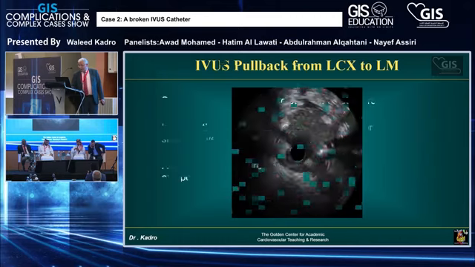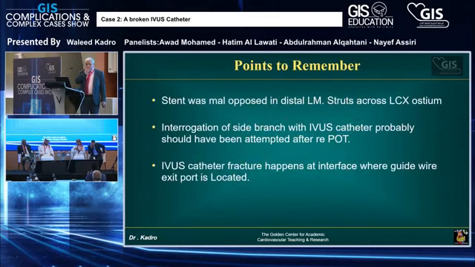So that's what happened. What I can conclude is that the stent was malopposed in the distal left main, and there were struts across the left circumflex. Interrogation of this side branch with IVUS for the circumflex should have been attempted after repot, I think. That would have prevented this complication. And the IVUS catheter fracture happened at the interface between the guide wire and this exit port. Okay, thank you very much. I'll be happy to accept any questions.